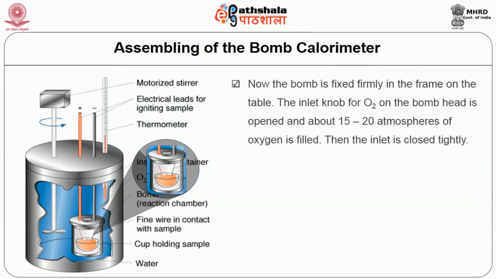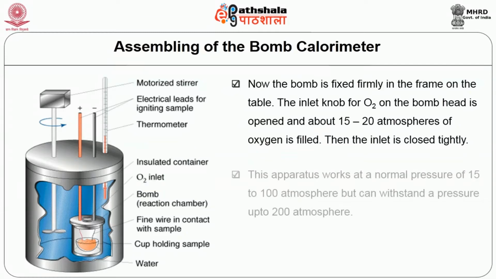Now the bomb is fixed firmly in the frame on the table. The inlet knob for oxygen on the bomb head is opened and about 15 to 20 atmospheres of oxygen is filled. Then the inlet is closed tightly. This apparatus works at a normal pressure of 15 to 100 atmospheres but can withstand a pressure up to 200 atmospheres.